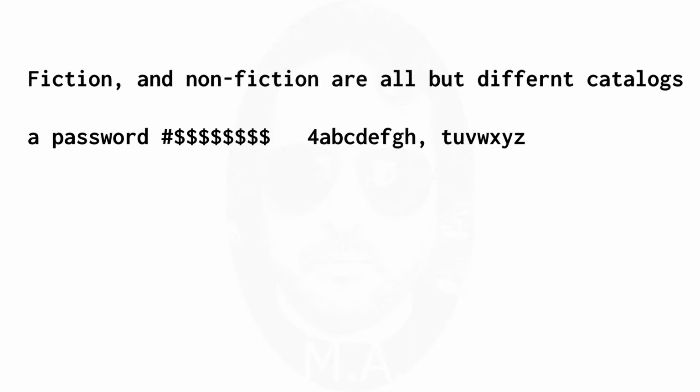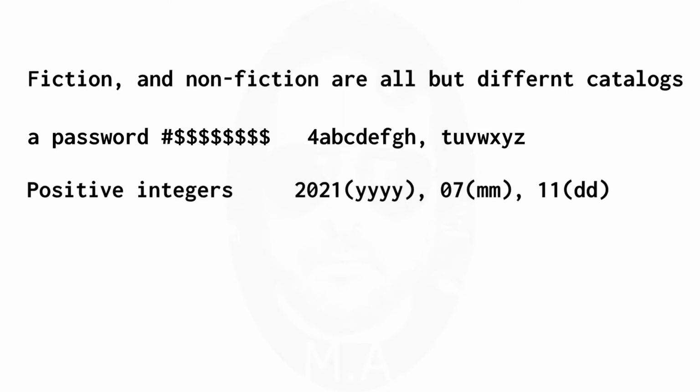If an equivalence class is not handled in an identical manner by the program, subdivide the equivalence class into smaller equivalence classes. An example for that: positive integers. Here we have 20, 21, 07, 11.